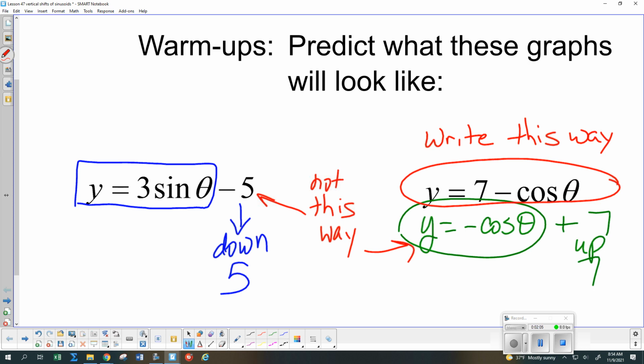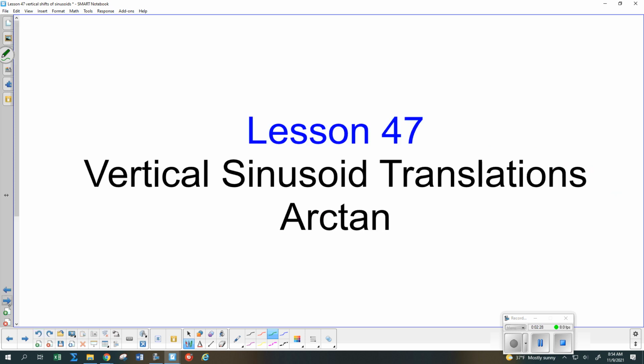Also, it gets a little bit confusing. Sometimes students make mistakes when it's out here. They read it like this, as if it was a shift on the inside and changing the angle instead. It just helps us not get as confused if we get in the habit of writing the vertical shift first when we write those equations. So let's see what we can do.